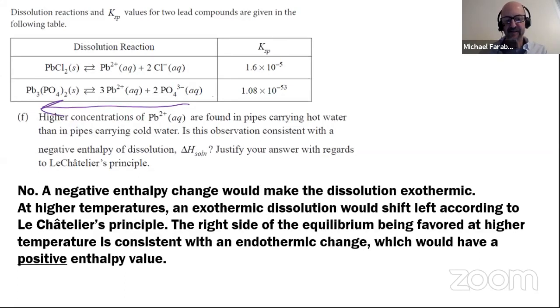Because if heat is essentially a product and you're adding more heat by raising the temperature, you would shift it in the endothermic direction. That would be from right to left if it were an exothermic process. So this observation is consistent with a positive enthalpy or an endothermic process. Let's take a look at some student answers.